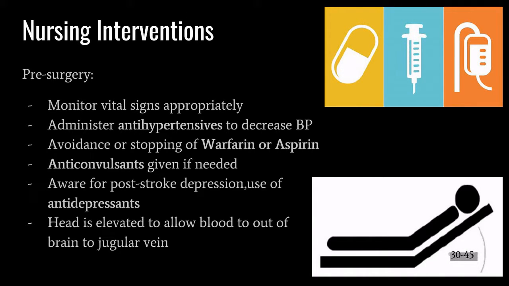Some nursing interventions that are involved include monitoring vital signs, especially blood pressure, managing symptoms by medication administration of antihypertensives to decrease blood pressure, since during a hemorrhage the heart pumps harder, thinking that this will help reach peripheral brain areas better. Avoid or stop taking warfarin or aspirin as this increases bleeding. Anticonvulsants are considered since when the brain is compressed, this disrupts electrical activity, which can lead to seizures. And antidepressants are also considered because of something known as post-stroke depression.